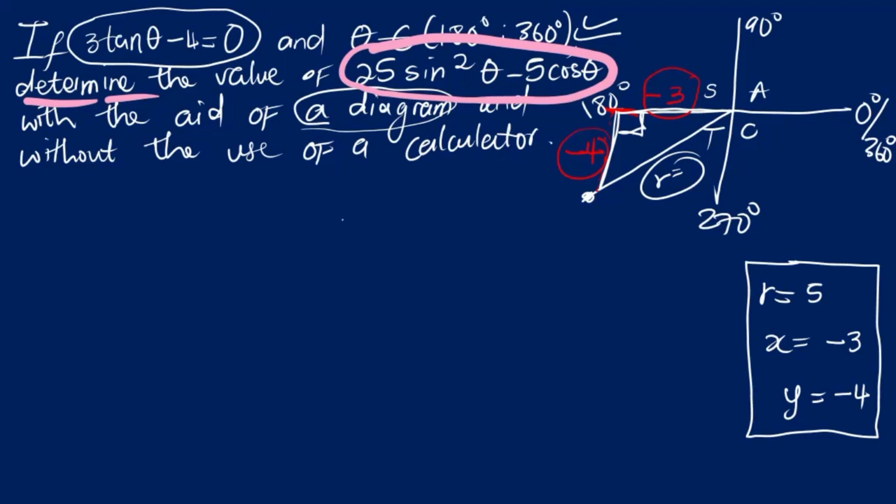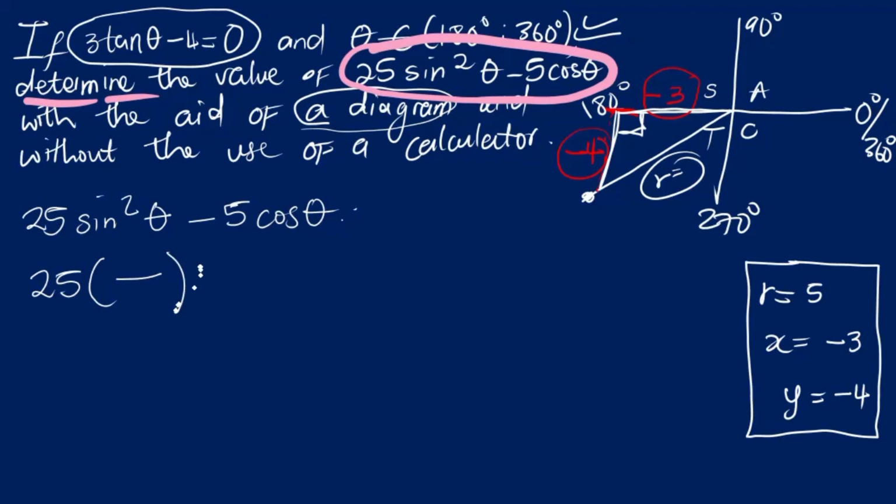Let me use a pen. Let's choose a pen. So it says 25 times the square of sine theta minus 5 multiplied by the cosine of theta. Here what you have to do is, what does the sine represent? What does the cosine represent? So here I have 25, and then in brackets I substitute for sine, and then I square that, minus 5, in brackets I substitute for the cosine, right?